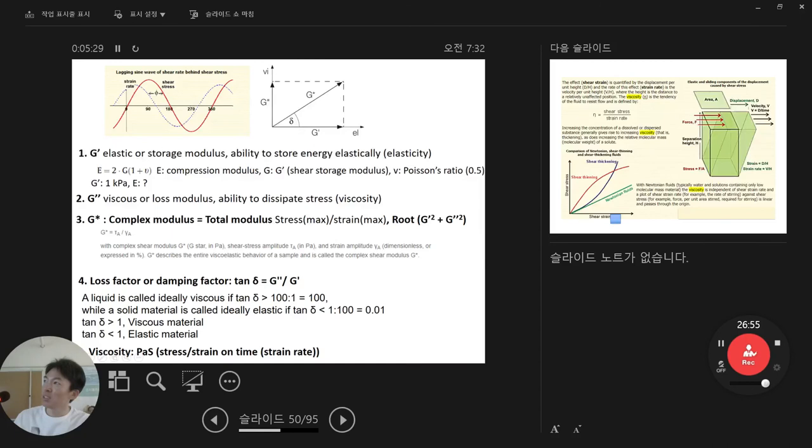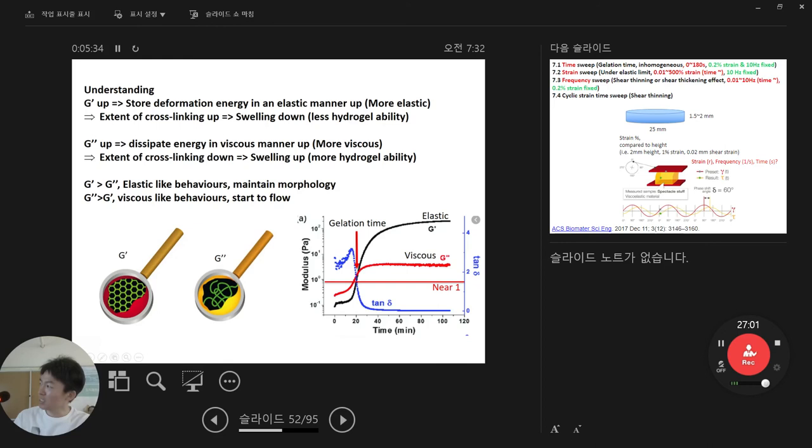This tangent theta can be calculated from G prime and G double prime. Ideally, over 1, maybe they should be gelated. But in this case, over 1.5, they are gelated. So using this tangent theta, or the position when G prime is over G double prime, you can know the gelation time. So this is one example of how you measure the gelation time using rheology. And then over time you can know how this hydrogel changes. They turn more elastic over time after the gelation time.